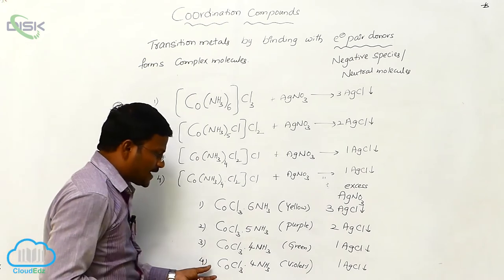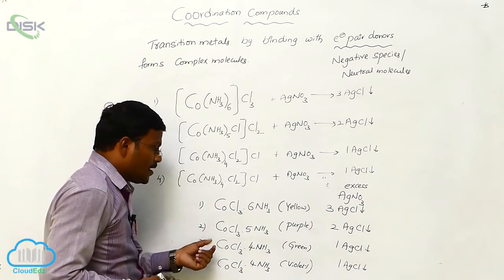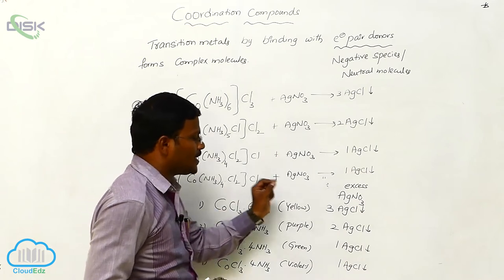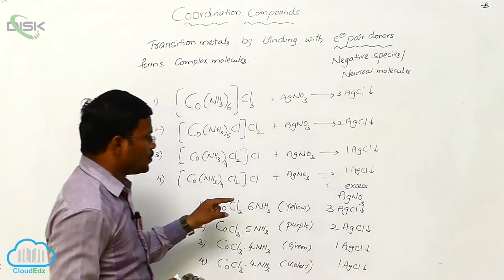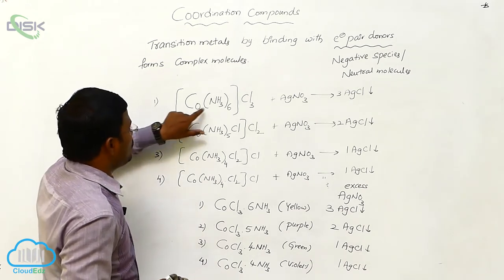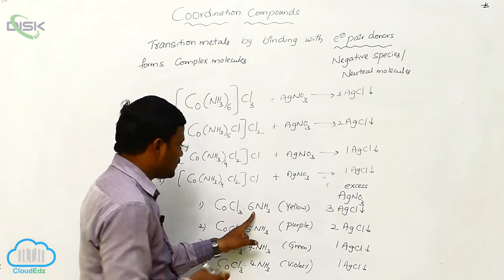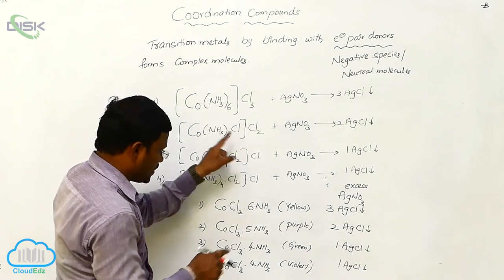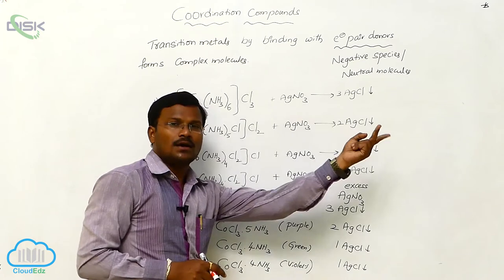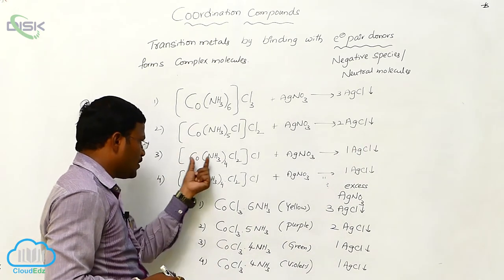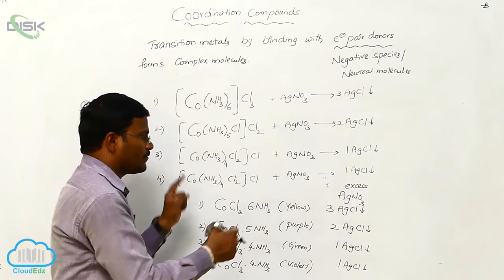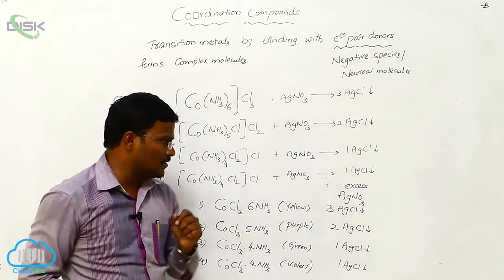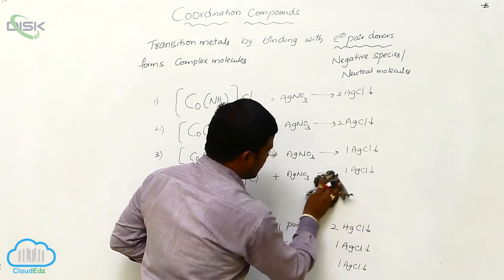So these are the generalized expressions for coordination complexes, based on the amount of silver chloride resulting from these complexes when they react with an excess amount of silver nitrate. The proposed structures are CO NH3 taken 6 in square bracket with 3 chlorine atoms outside. In the second condition, CO NH3 taken 5 Cl inside the square bracket, where 2 chlorines are present outside. And in the last two conditions, CO NH3 taken 4 Cl2 inside the square bracket, whereas only one chlorine is present outside, and it reacts with silver nitrate to produce one mole of silver chloride as white precipitate.